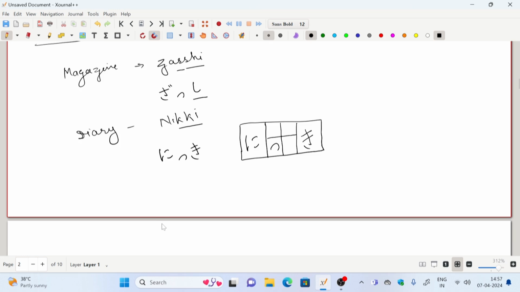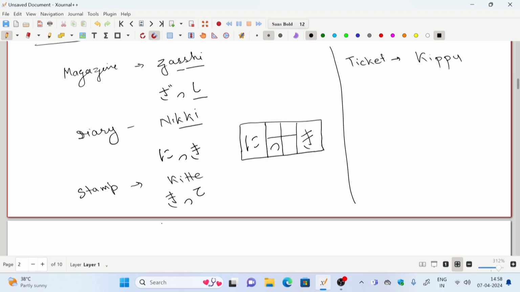Next we take the example of stamp. Stamp is called kitte. So ki, te, and then small tsu here. Take another example. Ticket. Ticket is called kippu. Kippu will be ki, pu has been doubled. So small tsu and then pu. Kippu is for ticket.